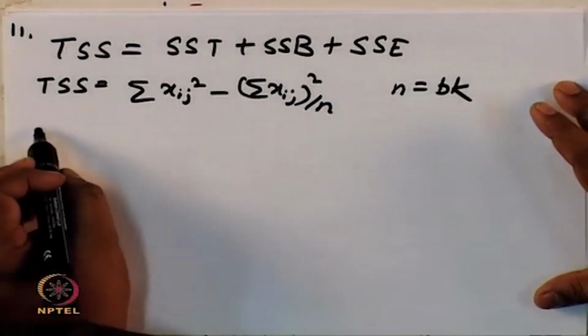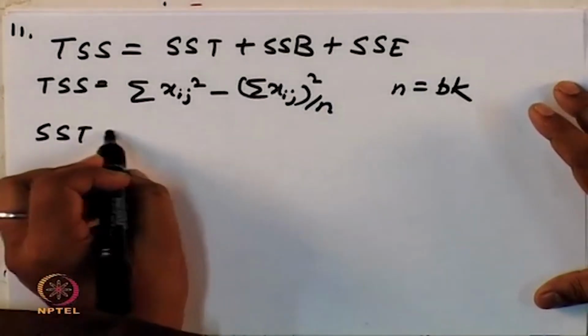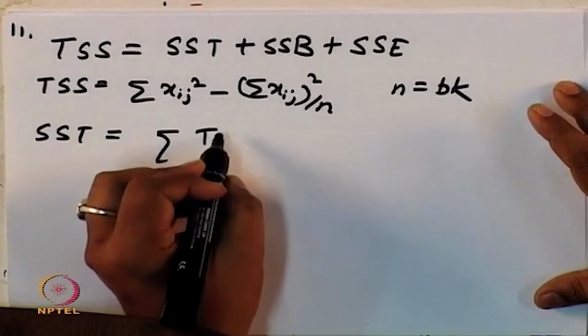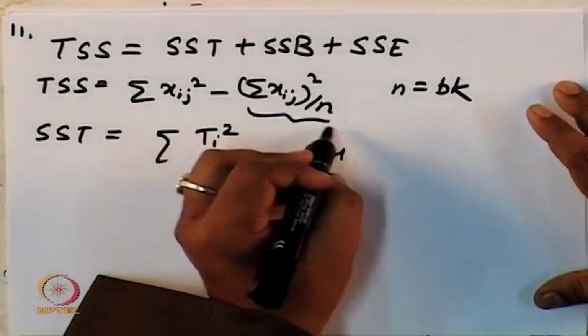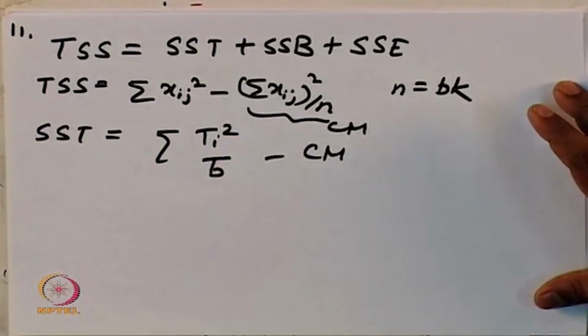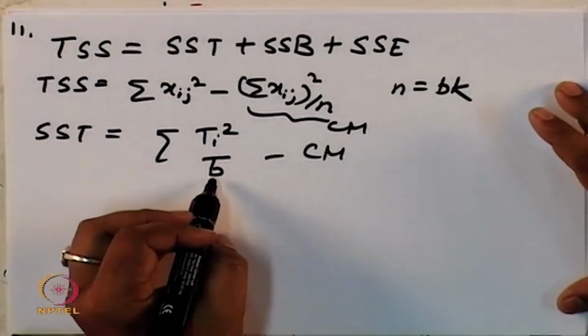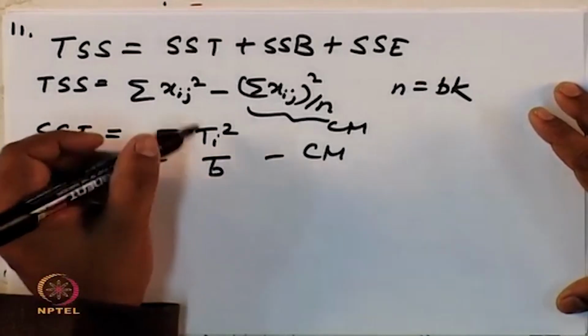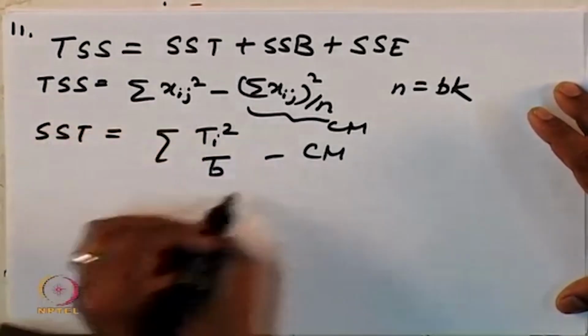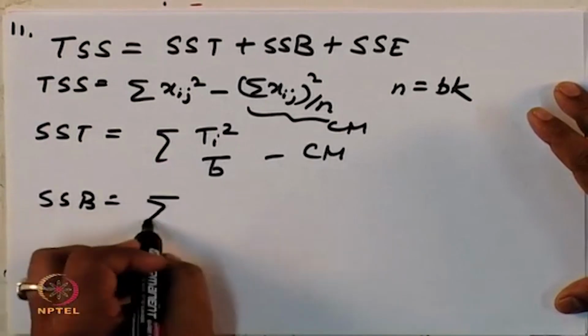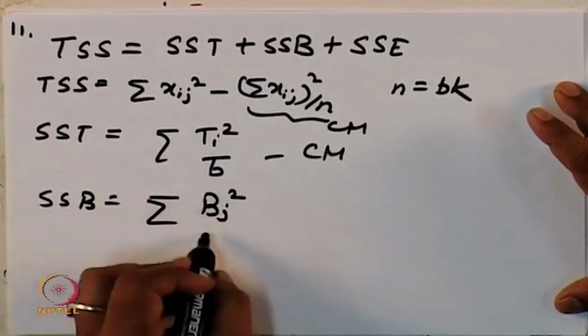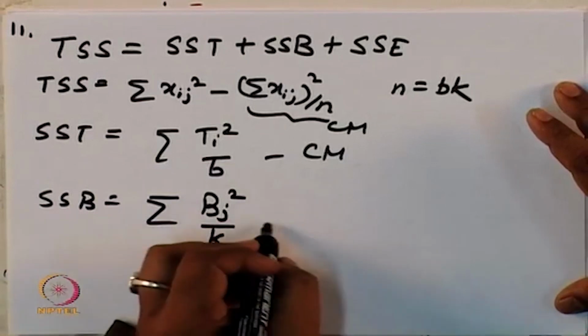You can write down the expression of SST as the summation of Ti square by b minus Cm. This is also called Cm. There are b blocks, and for each block you have these many treatments, so you average over that. And SSB is given by the summation of Bj square by k, minus Cm, where k is the number of treatments.